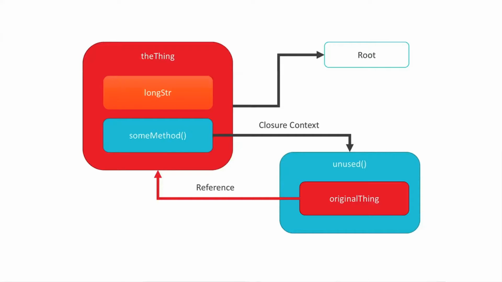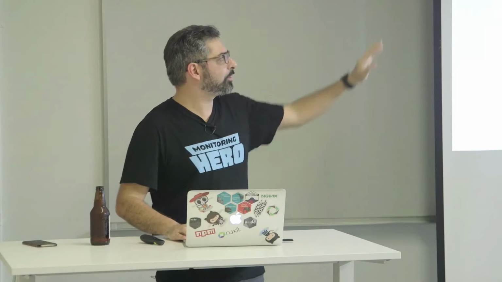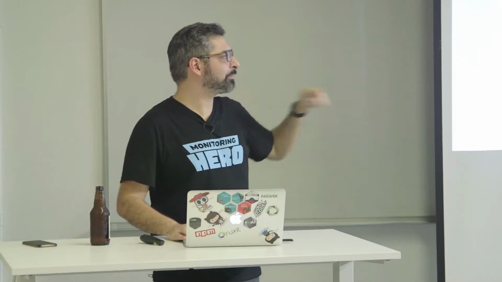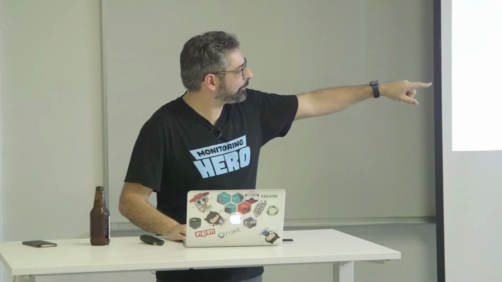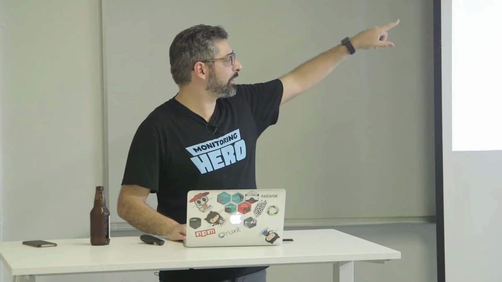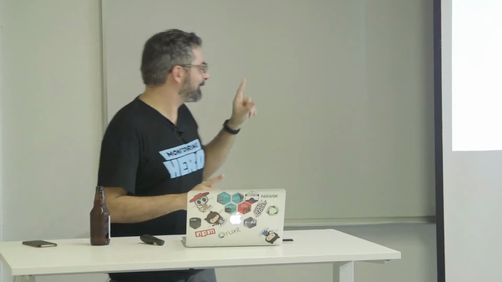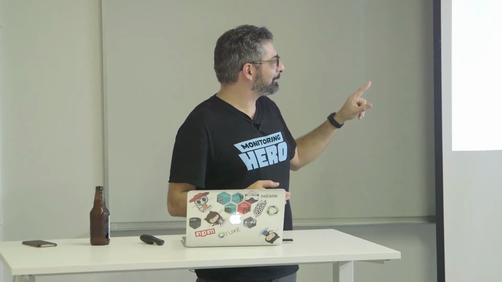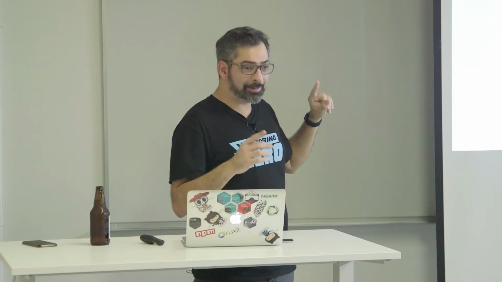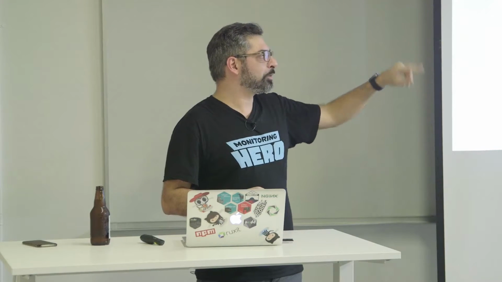I've created a little bit of a drawing here. We have this root namespace, and we have an object that is called the thing, and it contains a long string. And in there is some method that is actually never called. The thing is hooked to the root namespace. Then we have an unused function within this root that has a reference called original thing, which again points to the thing. And then some method inside the thing. It's complicated, but this drawing is nice. I've done this so often already, and I still have a hard time explaining it, but still: some method has the closure context to unused.